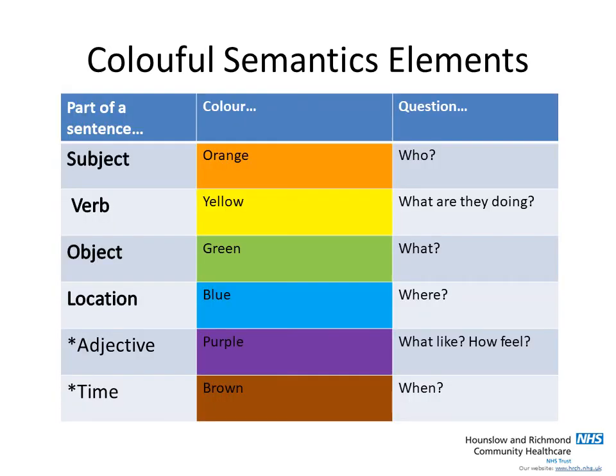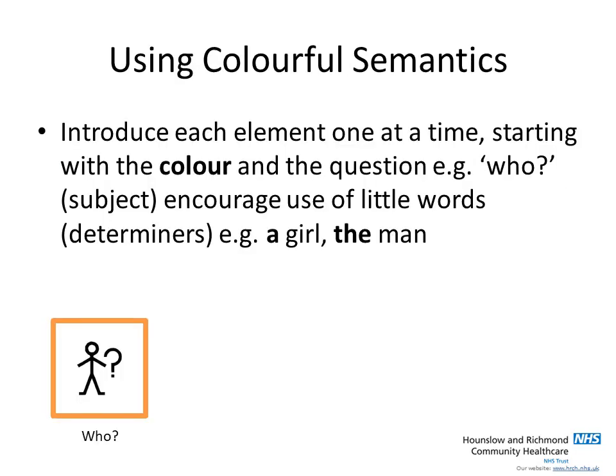So this slide just shows you the different colourful elements of colourful semantics. As I've already said, we've got subject orange, verb yellow, object green, location blue. You can also add in describing words or adjectives using purple and time words using brown. When we're working with colourful semantics, we introduce one element at a time.